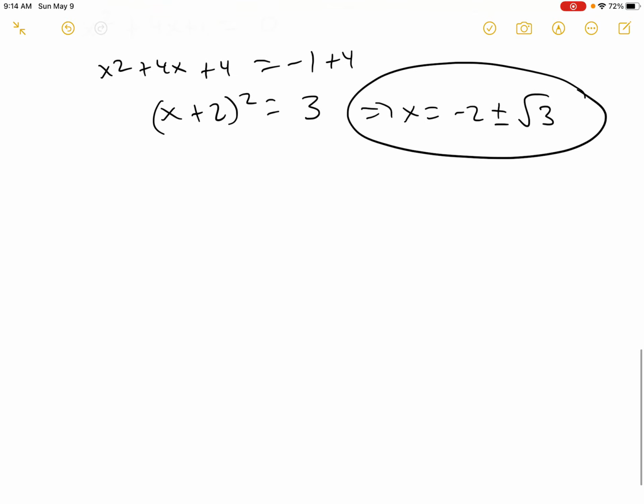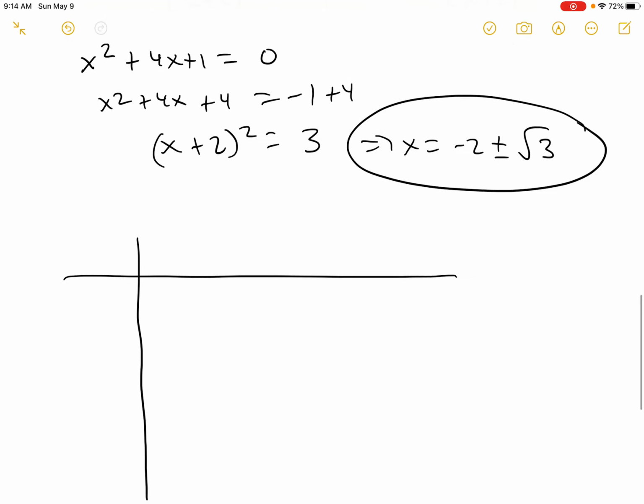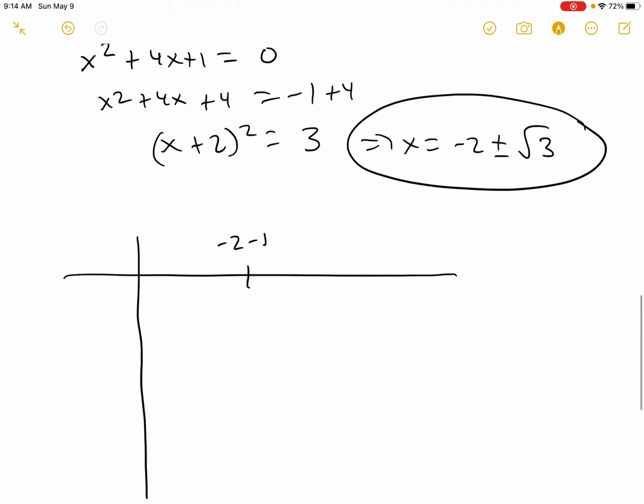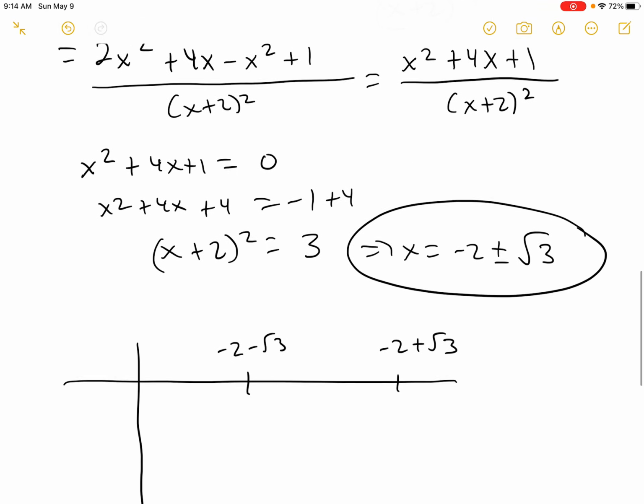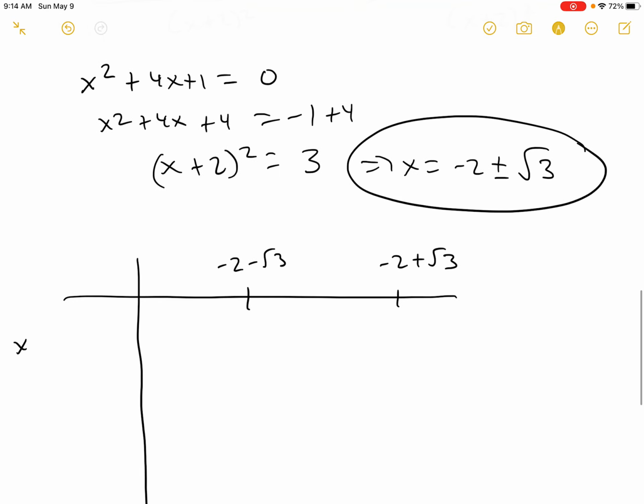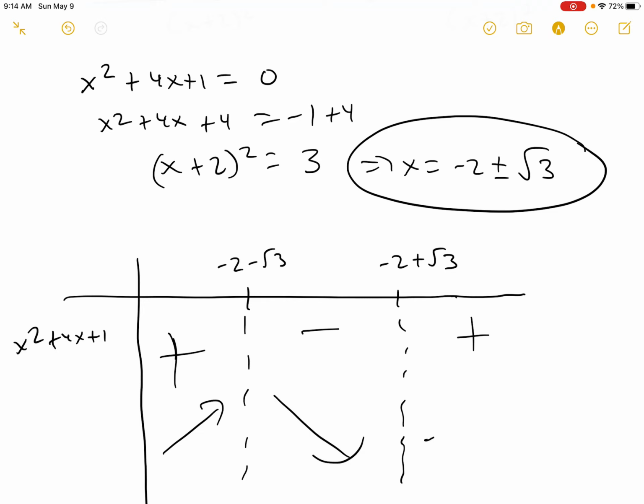Okay, now we make a sign chart. Because this thing doesn't factor very prettily, with critical points minus 2 minus root 3 and minus 2 plus root 3, I'm just going to do an old school sign chart. And it goes positive, negative, positive, I think. So max, min, there and there. And the beauty of these problems is, well, we can adjust later.